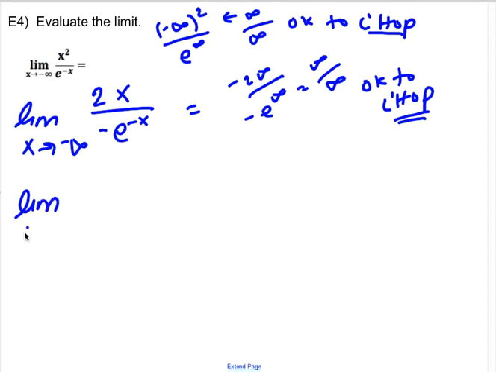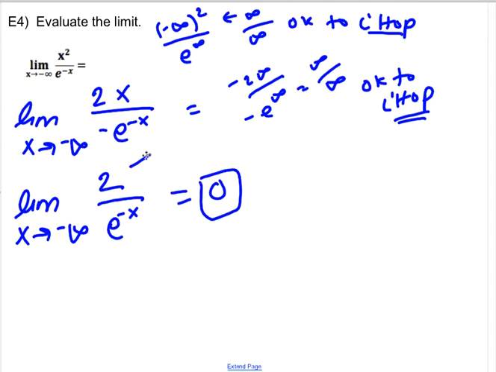So I'm going to get that this is the limit as x approaches negative infinity of a 2 on top of what will now become a positive e to the negative x because of that chain rule again. Well, that's a 0 because remember, if you have something finite and you have something that's going to be infinite, when you divide something finite by something infinite, you get 0. All right, so we get 0. Moving on.